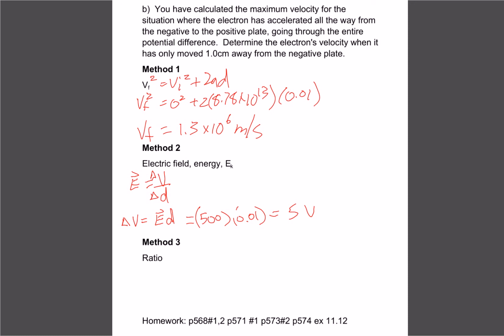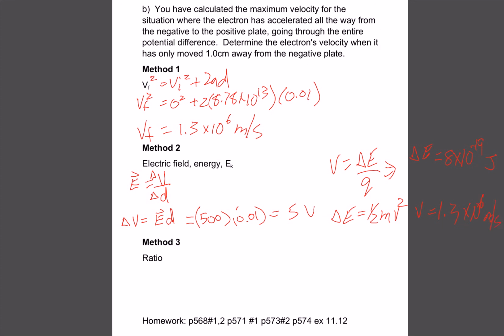So now that we got our volts, we can figure out what the energy is by using energy over Q. So our energy would be voltage times Q, so 5 times our charge of electron, we get 8 times 10 to the negative 19 joules. And then the last step is take that energy and solve it for velocity. So that energy will be kinetic energy. Solve it for V. I won't bother plugging it all in, but we do that, we'll get 1.3 times 10 to the 6 as well.